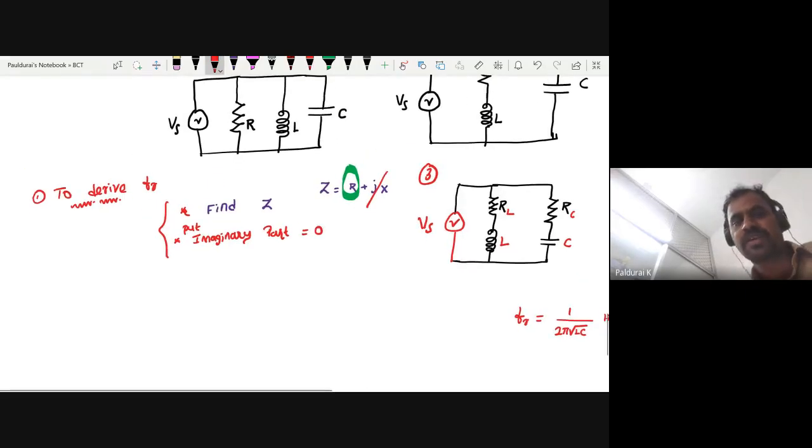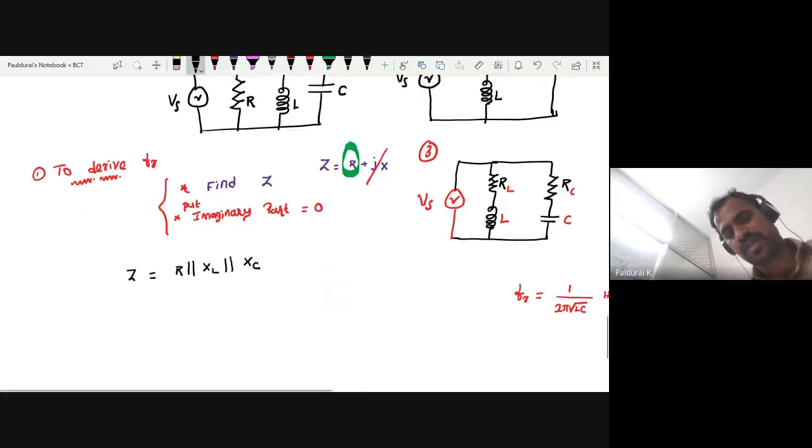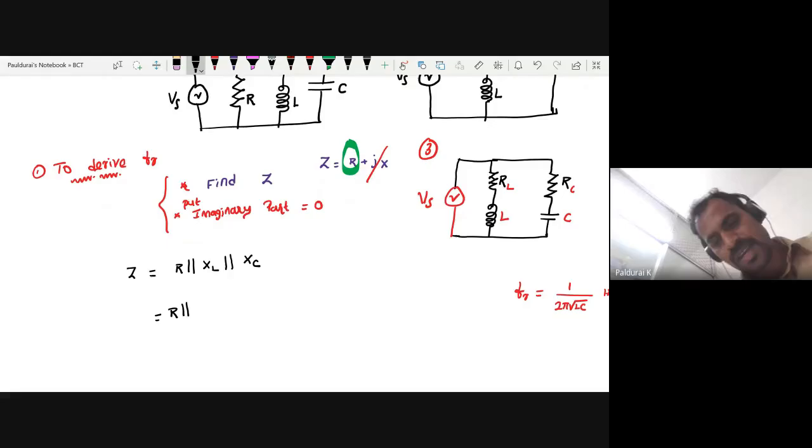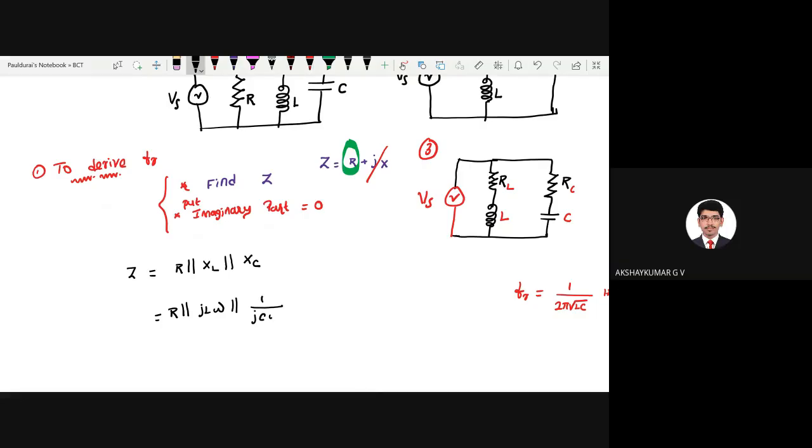Let me find it for the first circuit, RLC. What is my impedance here? Anyone? For the first circuit, the elements are connected in parallel. What is the impedance offered by the inductor, XL, in parallel with XC? So it is R parallel with j times L omega, parallel with 1 by j times C omega.